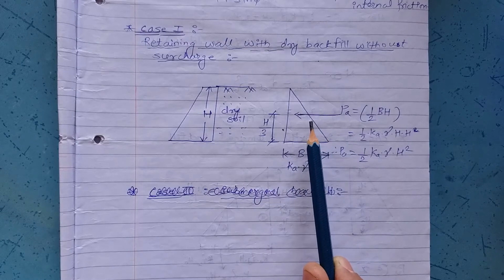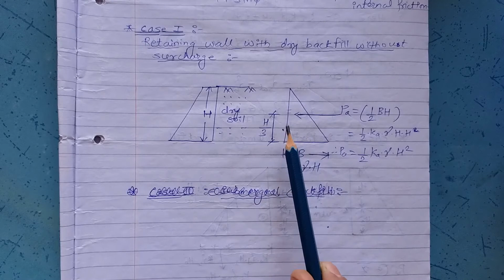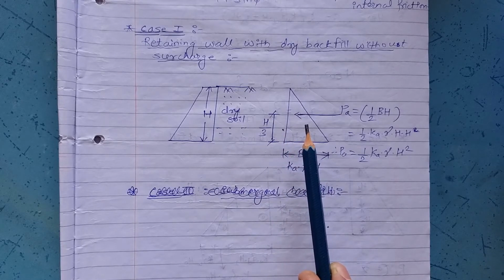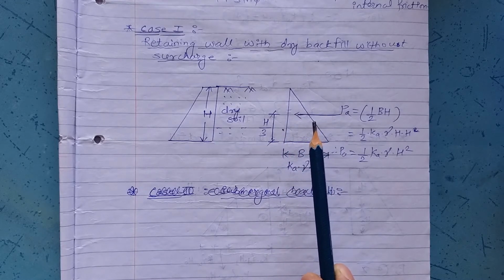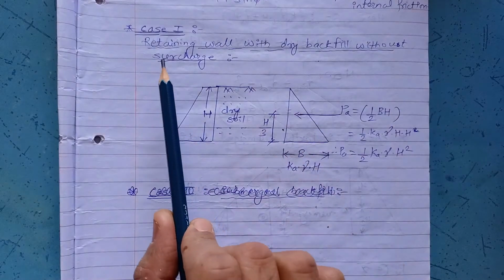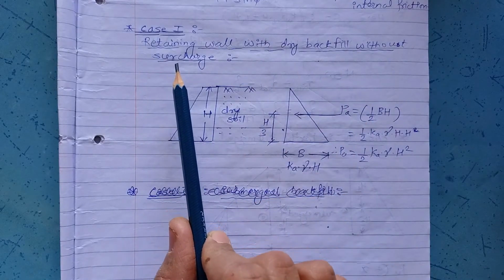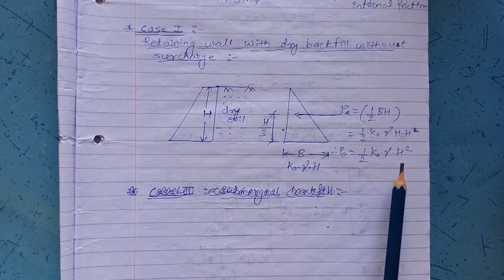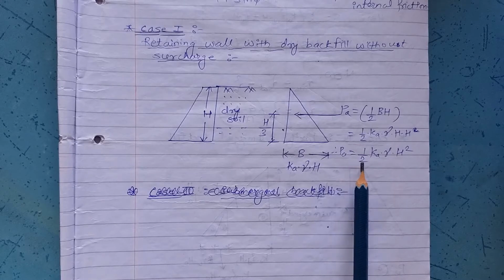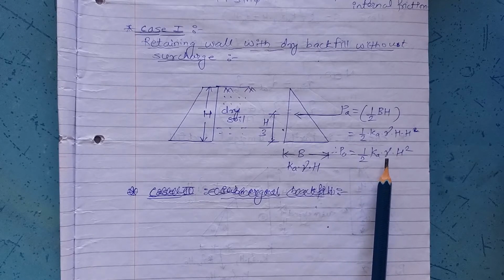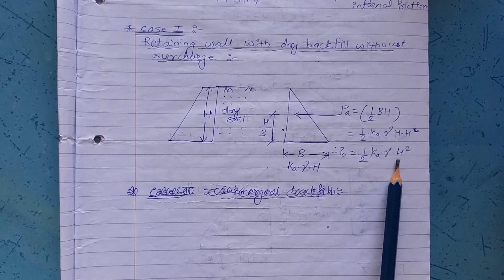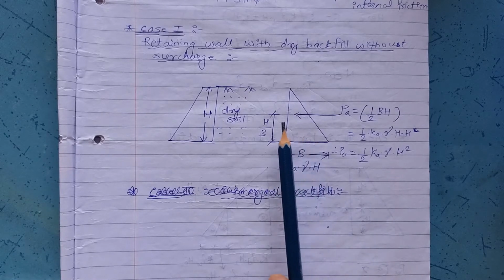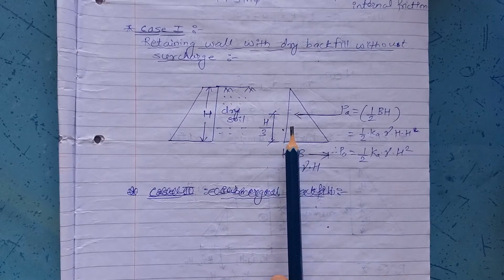In short, you might be knowing, if triangular area loading is acting, then it is acting at an h by 3 distance from the base. These CG formulas you might be knowing. In this way, when a retaining wall with dry backfill without surcharge is there, you are supposed to use this equation: Pa is equal to half Ka into gamma into h square. Ka is the active earth pressure coefficient, gamma is the unit weight of soil, and h is the height of the retaining wall. And this force will be acting at a height of h by 3 from the base.